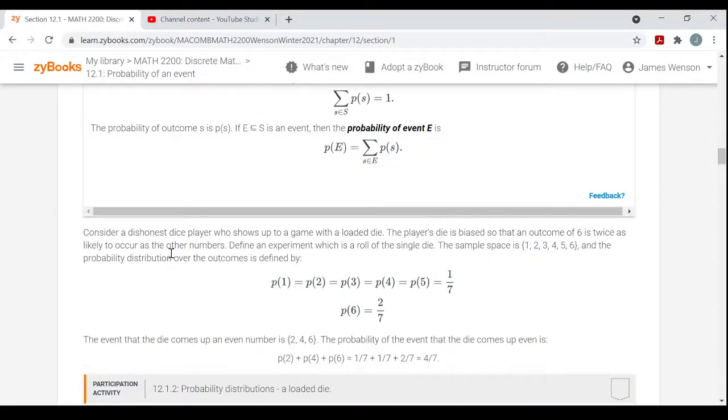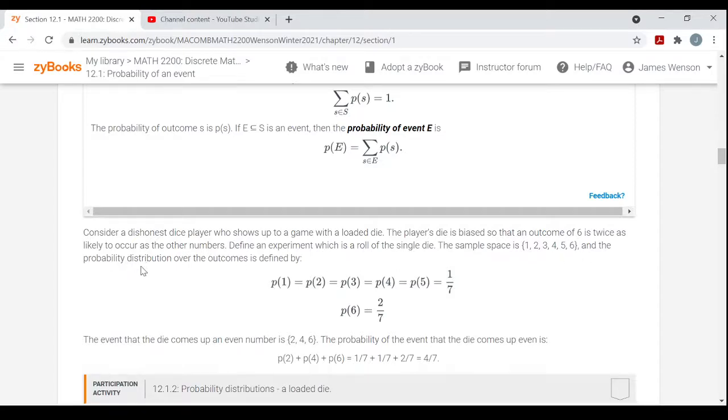So, for example, consider a dishonest dice player who shows up to a game with a loaded die. The player's die is biased so that an outcome of 6 is twice as likely to occur as the other numbers. So define an experiment which is the roll of a single die. The sample space is, you can roll a 1, a 2, a 3, a 4, a 5, or a 6.